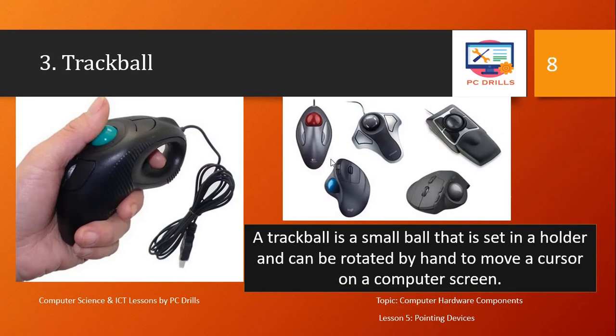Next, we have the trackball. A trackball is a small ball that is set in a holder and can be rotated by hand to move a cursor on a computer screen. So when you swipe the trackball to the left, your cursor on the screen also moves to the left. Most of these things, you need to see them work physically before you can really understand. But if you are familiar with computers and you see how the cursor moves, that's just the same thing you do with your hand when you have a trackball.